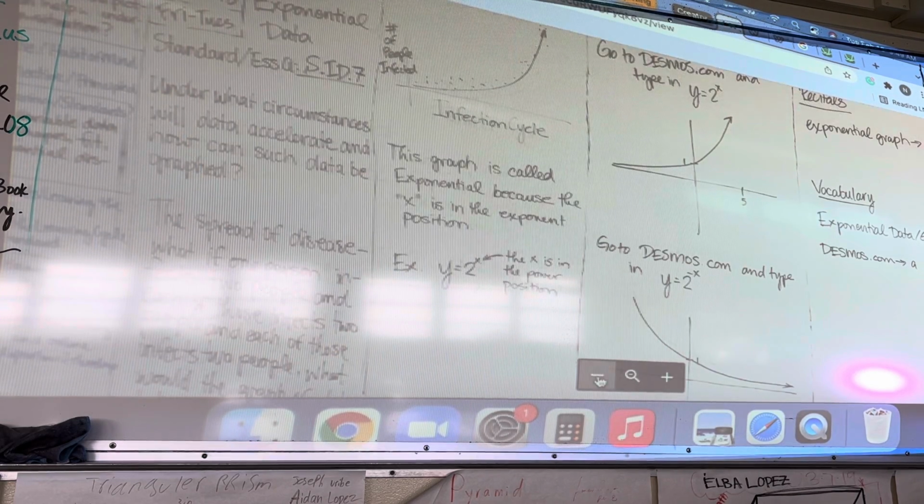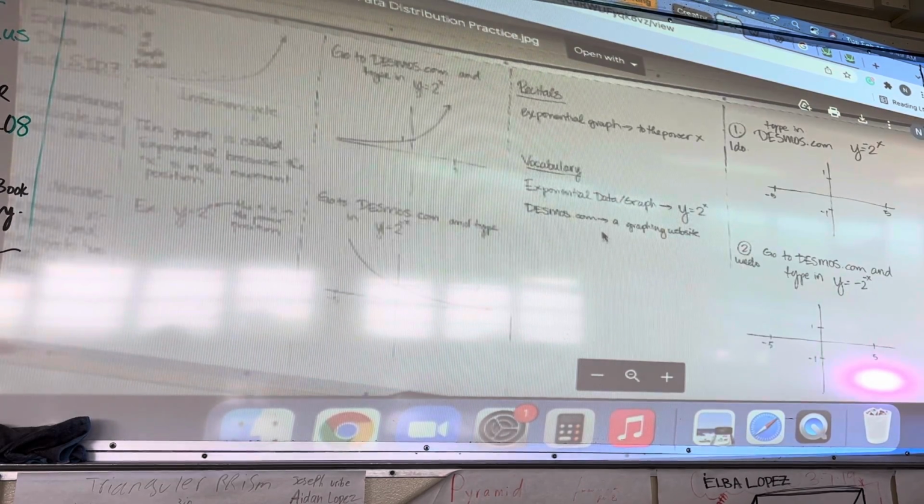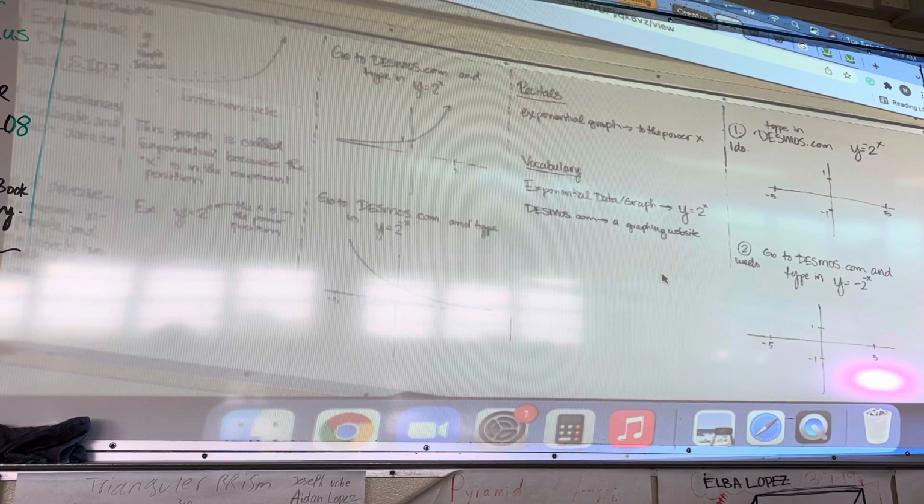So with that said, let's review and see what else I've got. Go to Desmos, and basically that's part of the lesson in this one, and the homework is for you to go and practice these on Desmos, in addition to the school work. So exponential graph to the power x, exponential data / graph, y equals 2^x is your most basic.